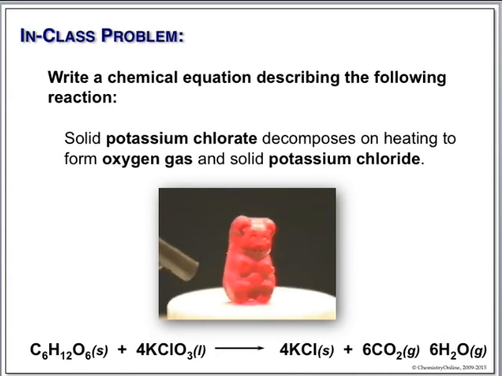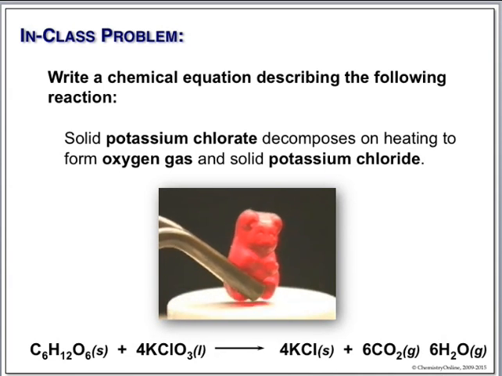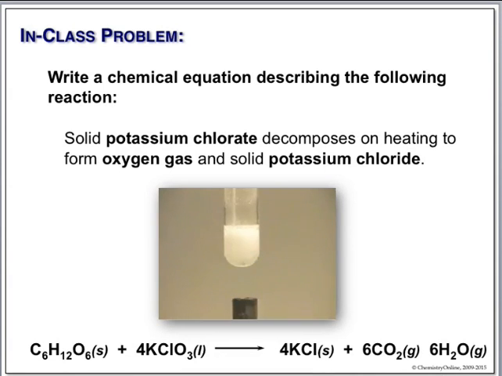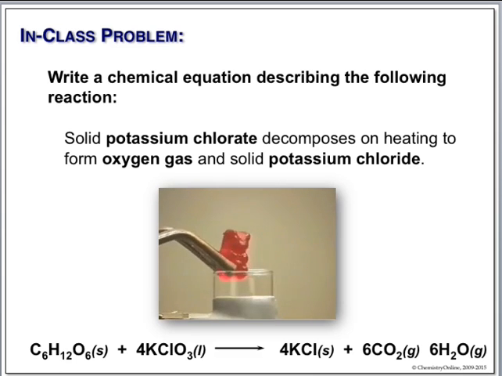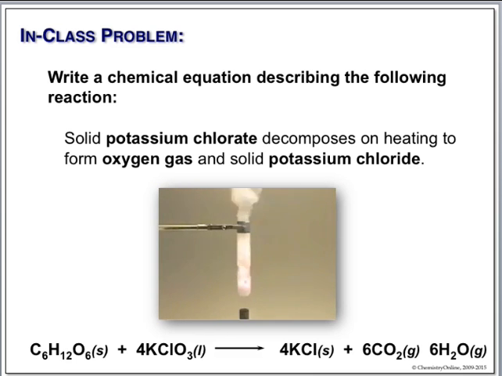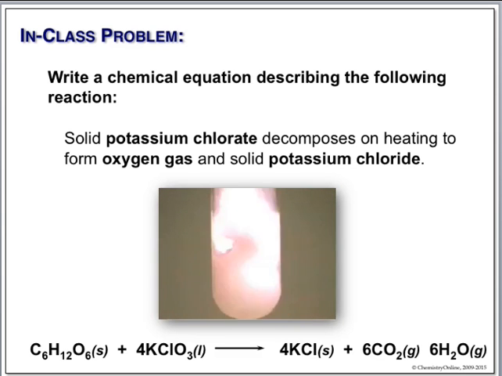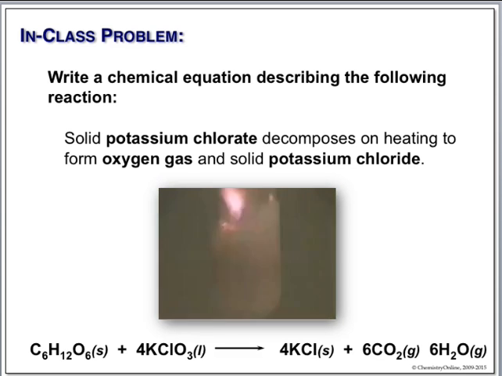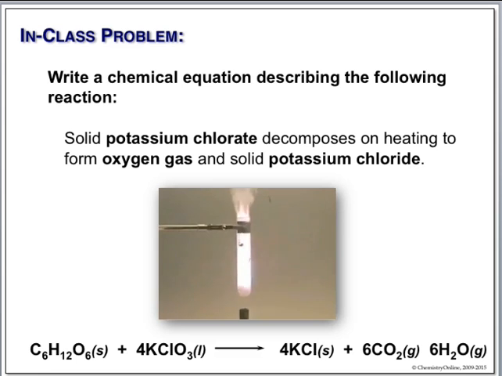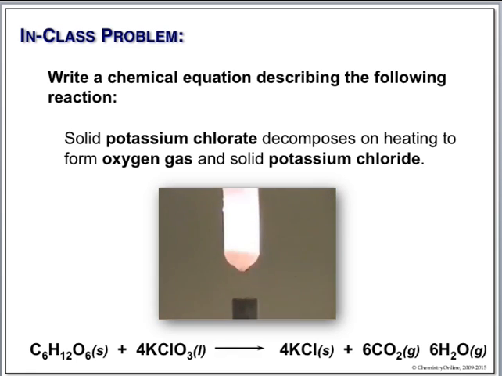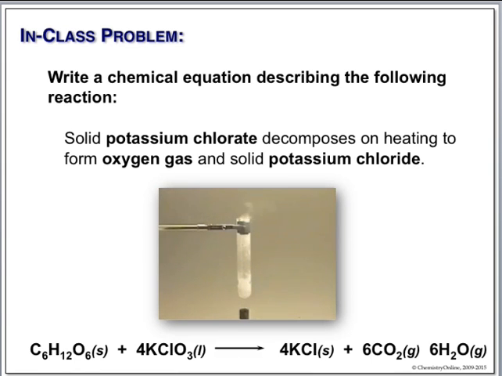There it goes. Here's our potassium chlorate being heated. And there goes our gummy bear. It's not a movie you want to show to young children. But it is really kind of a cute thing to do in lab. And when you're done, all you get is carbon dioxide from the sugar and water. And you form potassium chloride, which is the residue that's left in there.